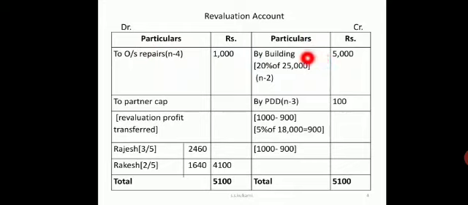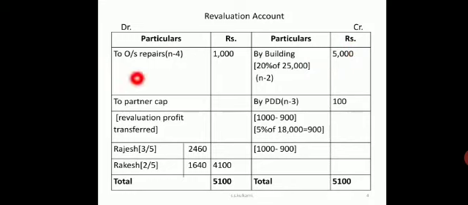So whenever asset is increased, it will be a gain. So all gains have to be credited. So take it on the credit side of revaluation account. 20% of 25,000 amounts to 5,000. So write 5,000 on the credit side in amount column.